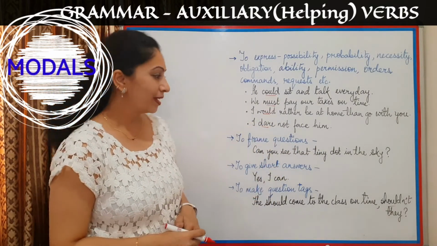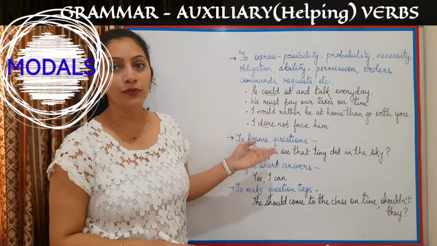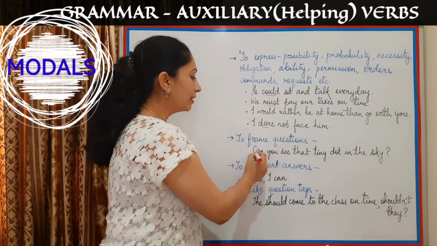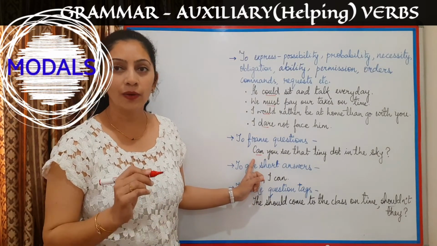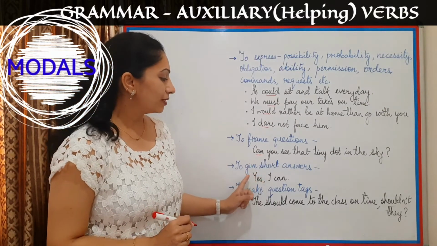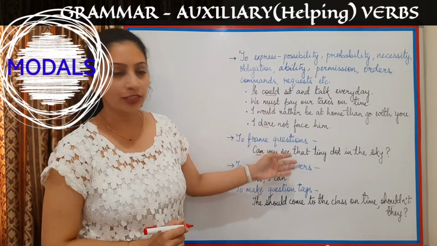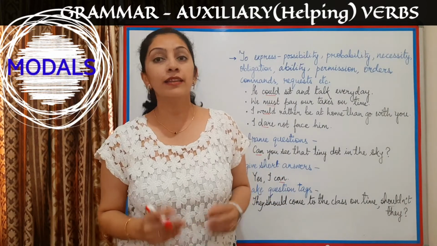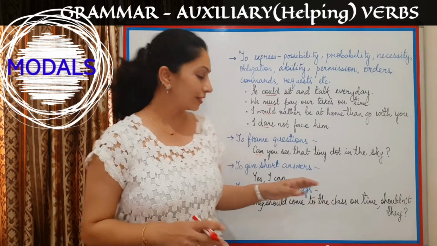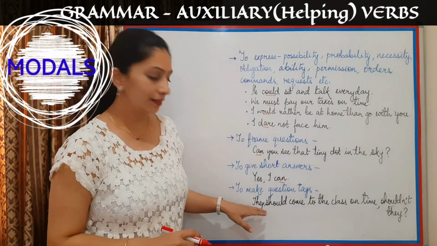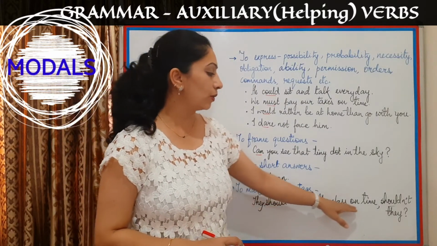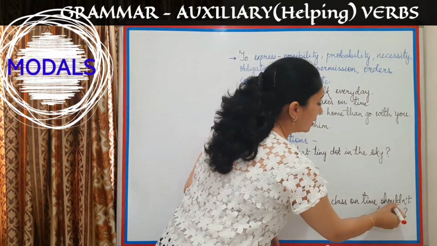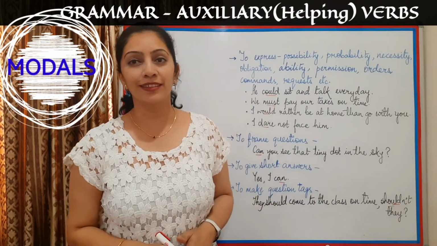Dare, correct. Now modal auxiliaries are also used to frame sentences like, can you see the tiny dot in the sky? So can here becomes the modal auxiliary verb. And to give a short answer to the same question, I have written, yes, I can. Then again you can use it to make question tags like, they should come to the class on time, shouldn't they? So shouldn't here becomes the modal auxiliary verb.